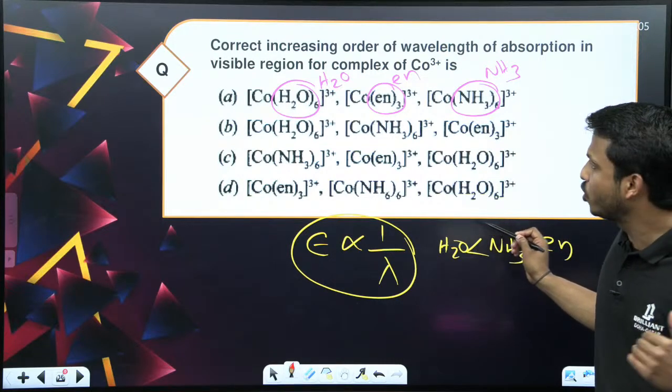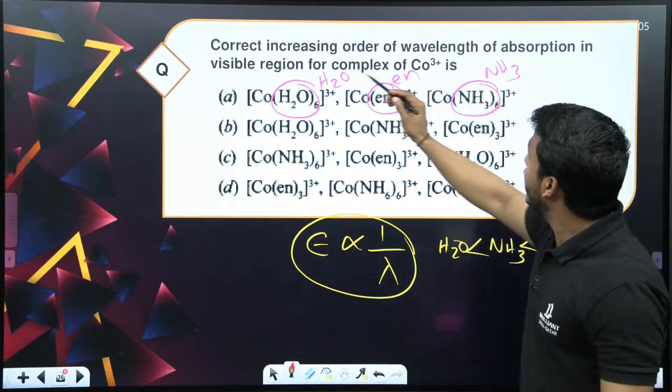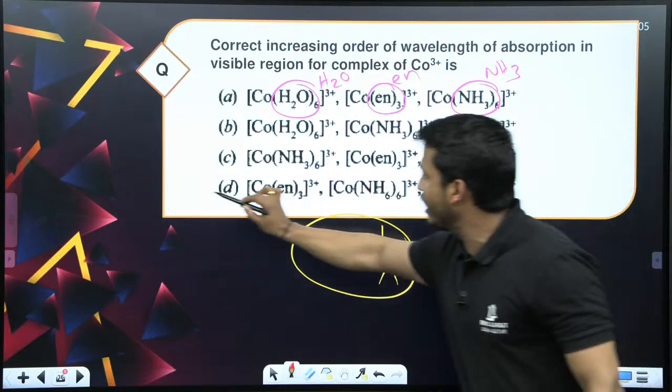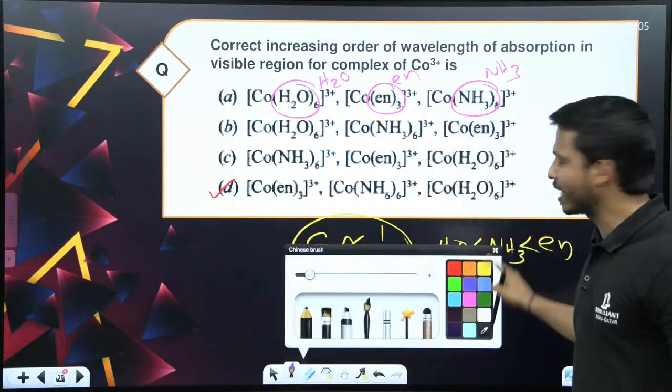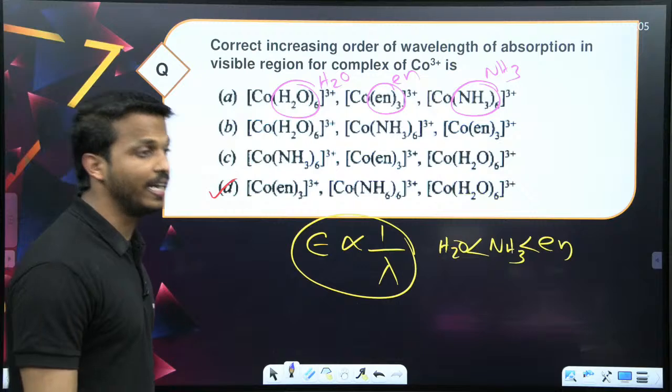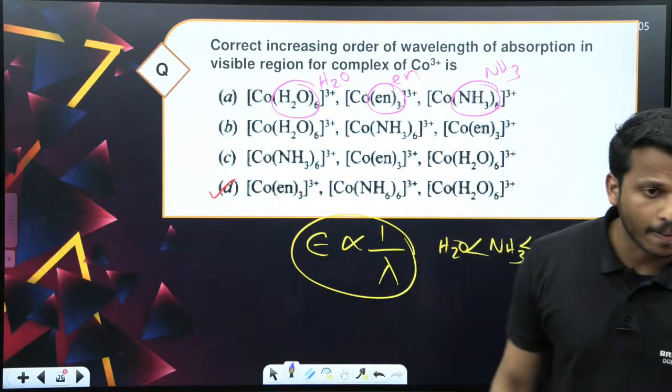So which one? They're asking for the increasing order of wavelength, dear all. So H2O is the strong, then amine, then En. What is that? Option D is the correct answer. Option D, right?